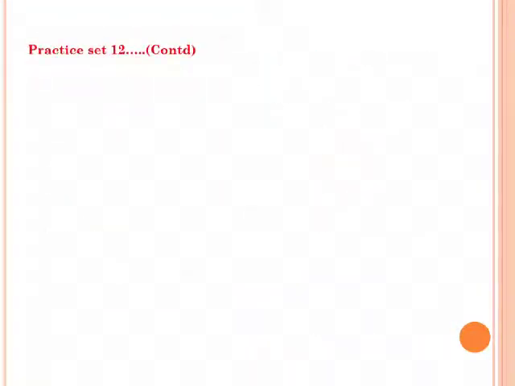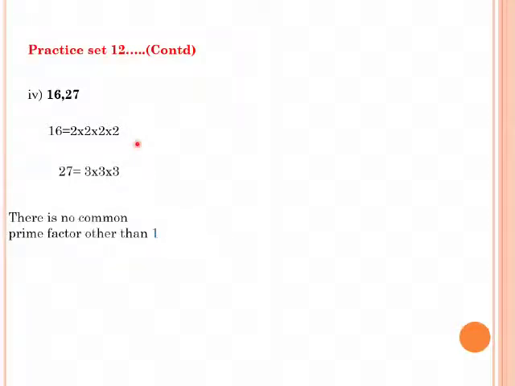The next sum, 16 and 27. Find the factors of 16 and 27. Now 16 is 2 into 2 into 2 into 2. 27 is 3 into 3 into 3. Now here again they don't have any common factor between them other than 1. So hence the HCF is 1.